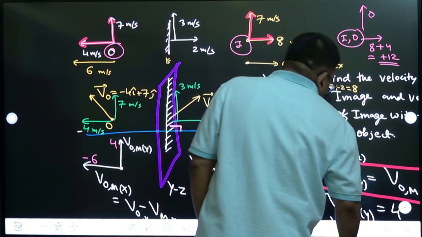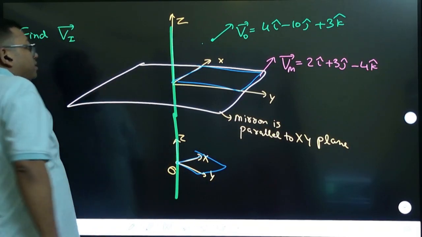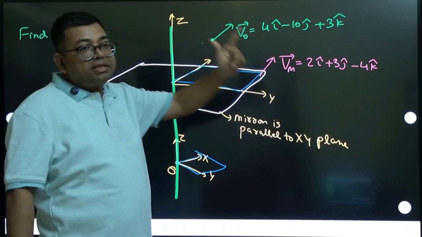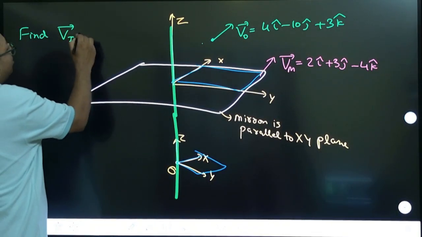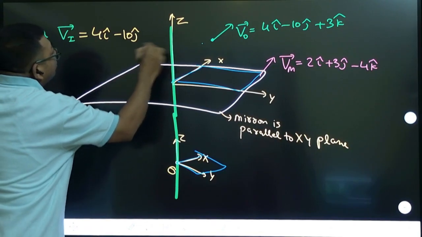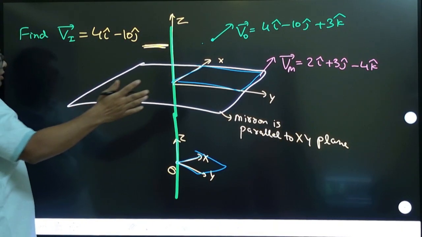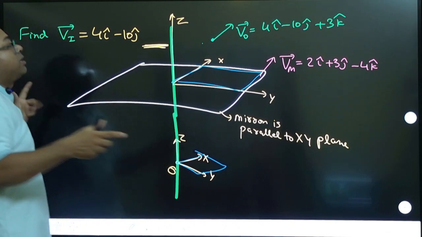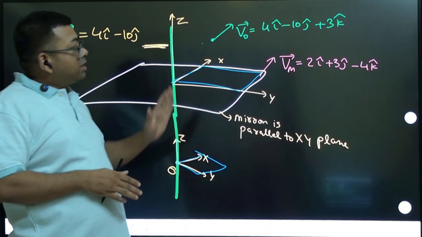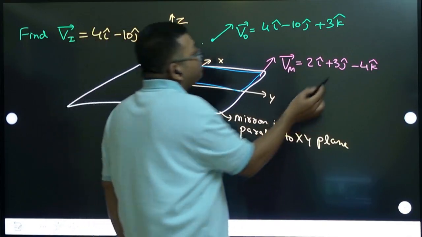So coming back to this question, what is the perpendicular component? Z comes. Only k cap will change. So the answer will be 4 i minus 10 j, but we don't know what k is. The k component will be different. What is k? That is what you need to calculate. That means only in the perpendicular direction we have to do the calculation.